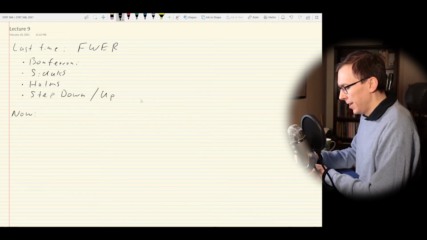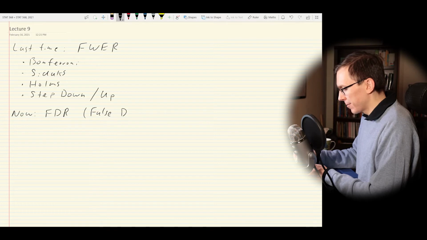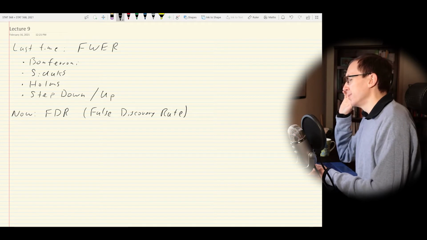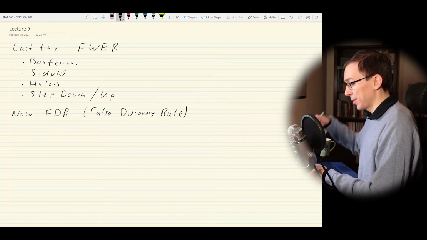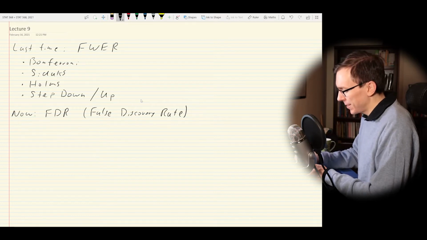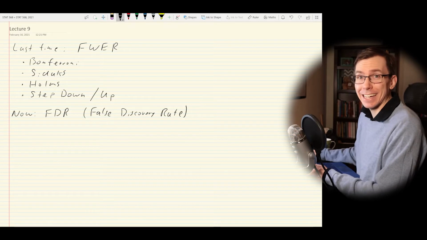So now what we're going to do is consider the FDR, or the false discovery rate. And the easiest way, I think, to understand what's going on is to draw a table. Before we get into actually trying to control the false discovery rate, we have to understand what the false discovery rate actually is.